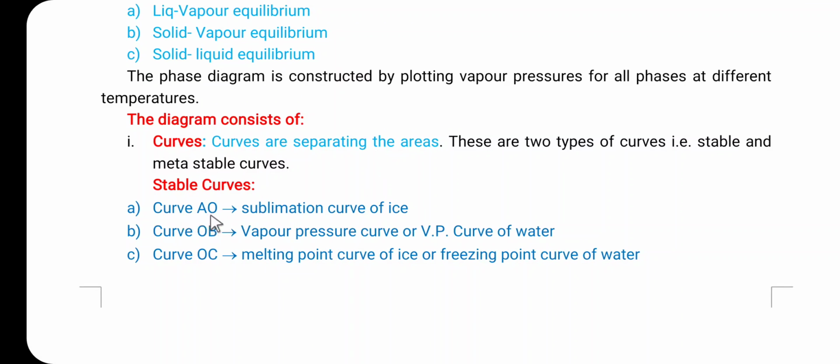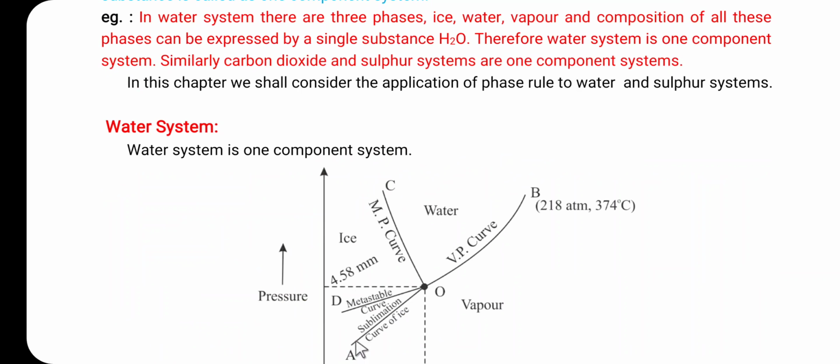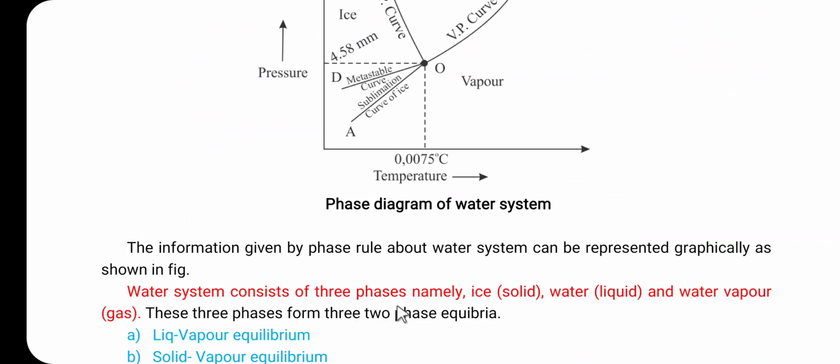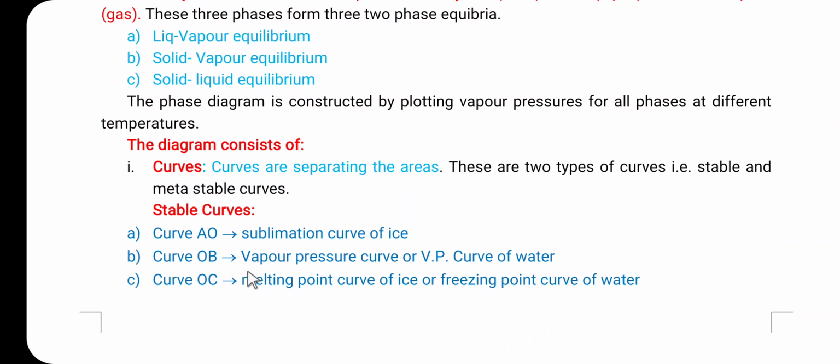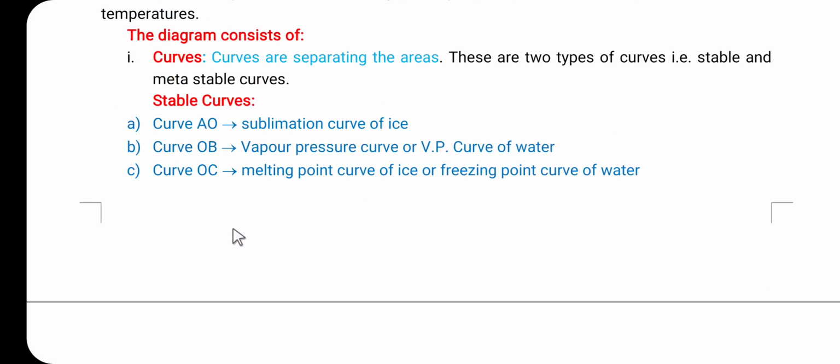So here the first curve is AO, the sublimation curve of ice. Then the next one is the curve OB, the vapor pressure curve of the water. Then the curve OC, a melting point curve of ice or the freezing point curve of water. So these three are the stable curves in the diagram.